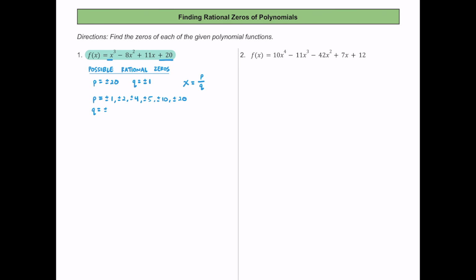Now, taking all these integer factors of p and dividing them by all the integer factors of q, let's create a list of all the possible rational zeros. Dividing each of these p-values by a positive one or a negative one, our list is going to consist of possibly plus or minus 1, plus or minus 2, plus or minus 4, plus or minus 5, plus or minus 10, and plus or minus 20. If q is another number besides 1, we would have more work to do, but in this case, it's essentially just all the factors of p.